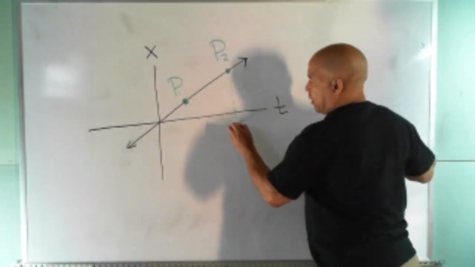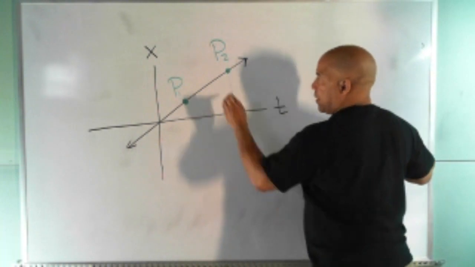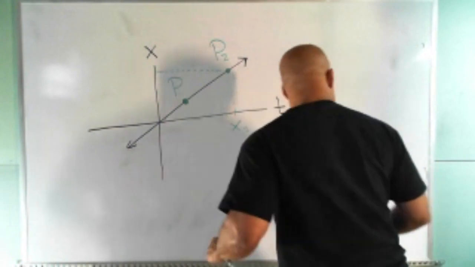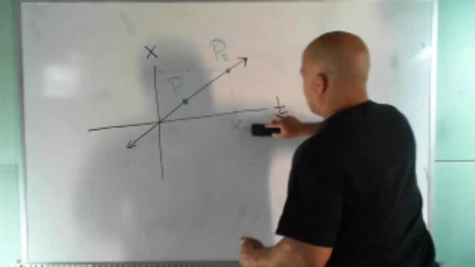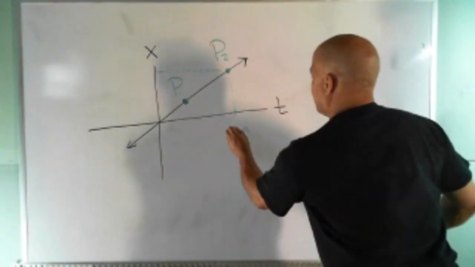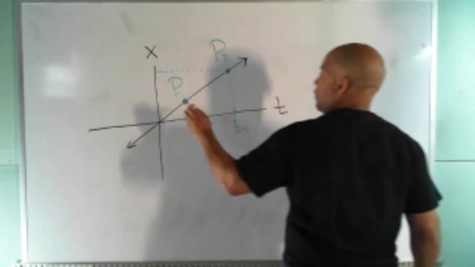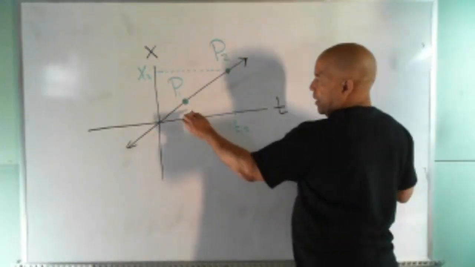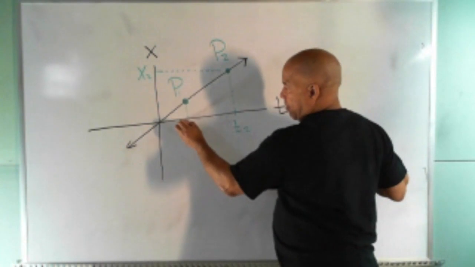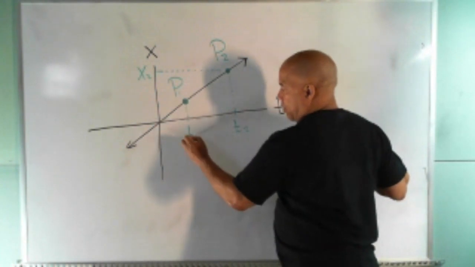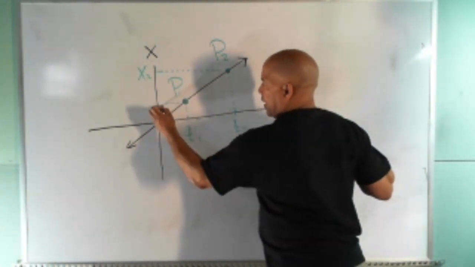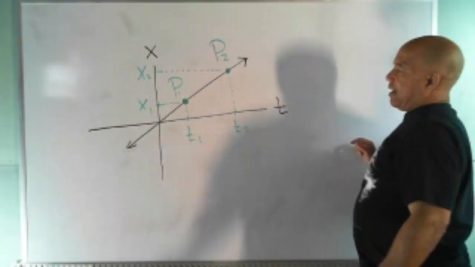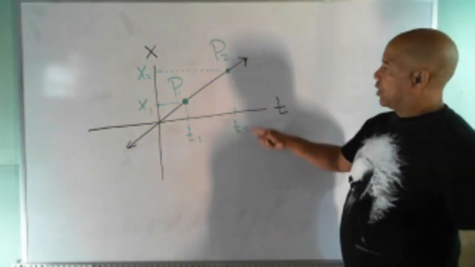would have coordinates of x2, and over here, actually using t's, this would be T2, T2, and over here, x2. And the same here. The coordinate here would be T1, and the coordinate here would be x1. So now I have points, and I know their coordinates.